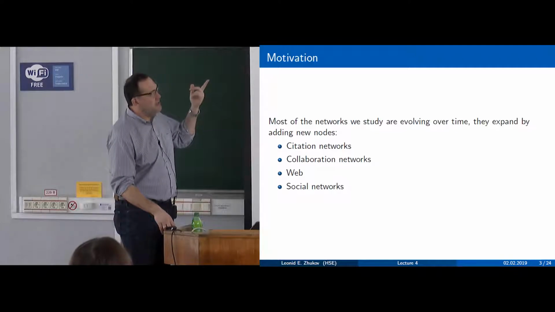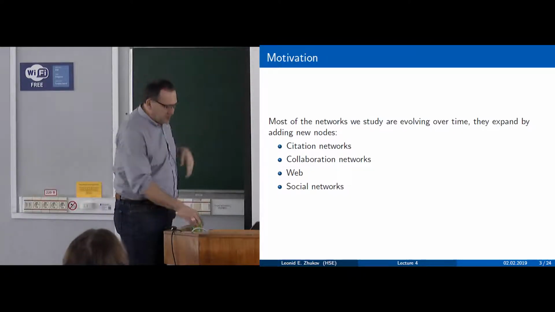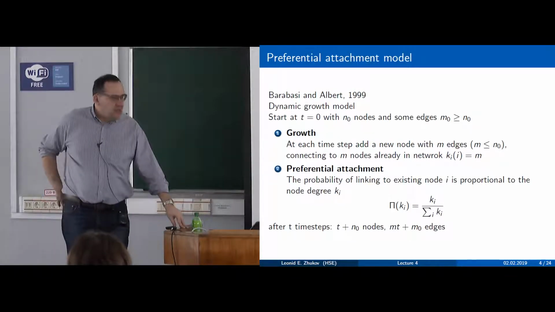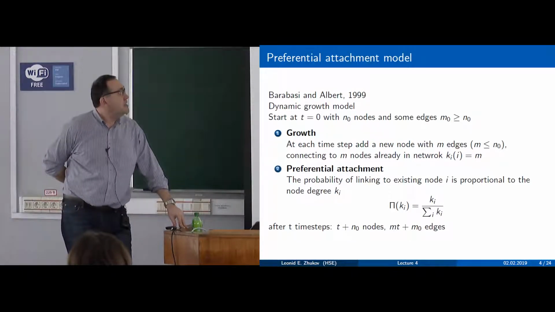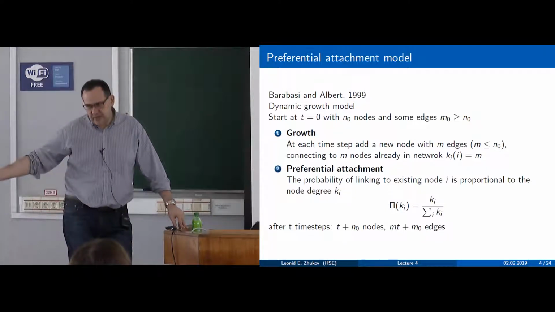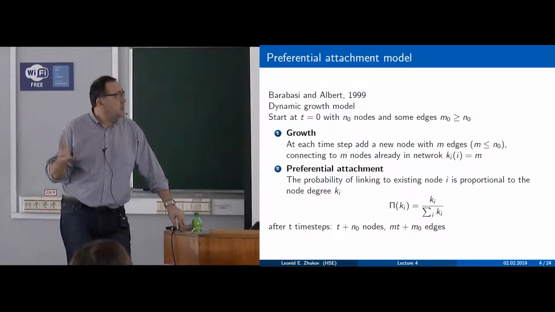Yeah, so again, most of the networks we deal with evolve in time, right? So there are new nodes: citation, web, social networks. So that was the idea that Barabasi and his student, I think postdoc, I forgot, came up with in 1999. It's called a dynamic or dynamical growth model. And the idea is the following. I need to formalize this right now, right? So we just had motivations. Now we need to formalize this to make it a model.